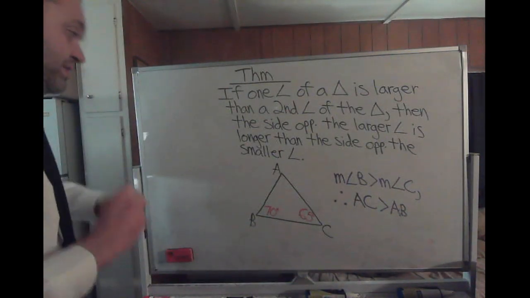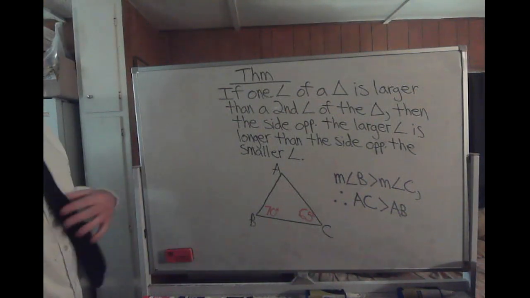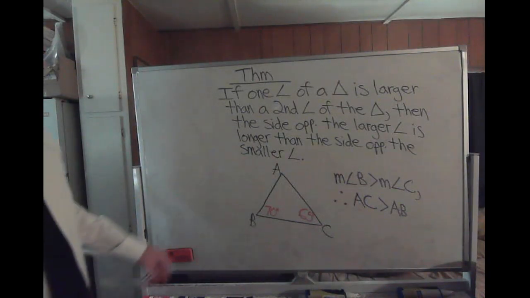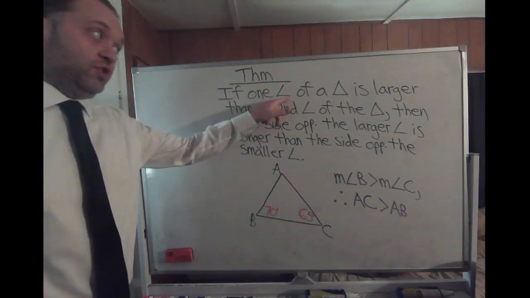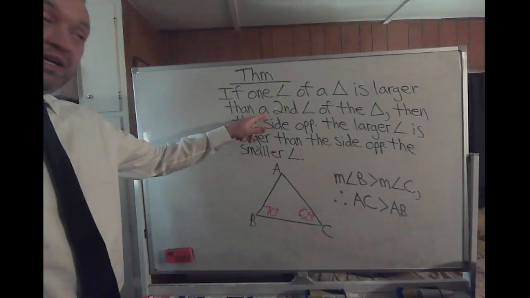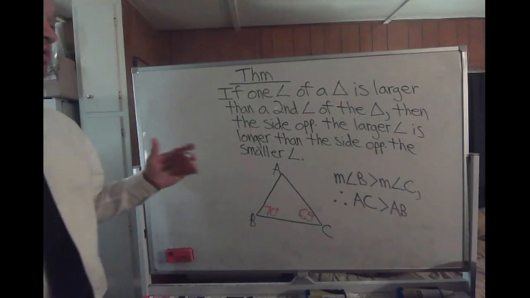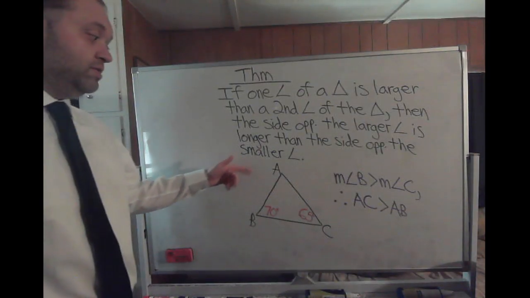So let's talk about this new theorem. It's basically the converse of the last one we just had. It states that if one angle of a triangle is larger than a second angle of the triangle, then the side opposite the larger angle is longer than the side opposite the smaller angle.